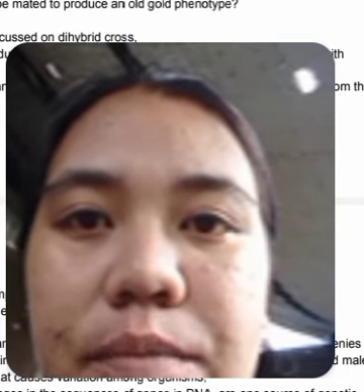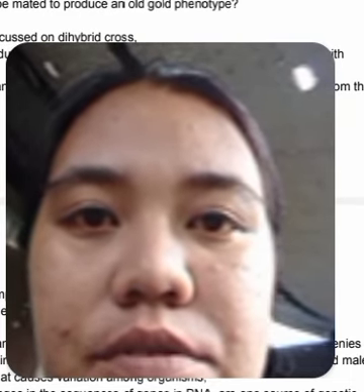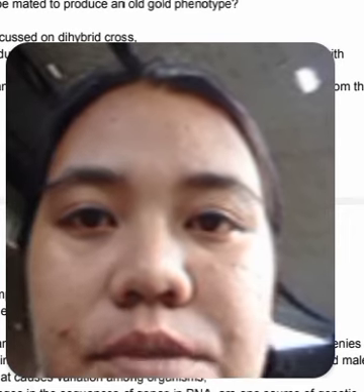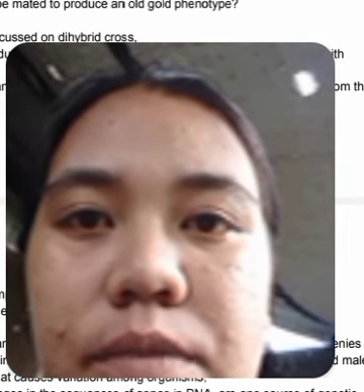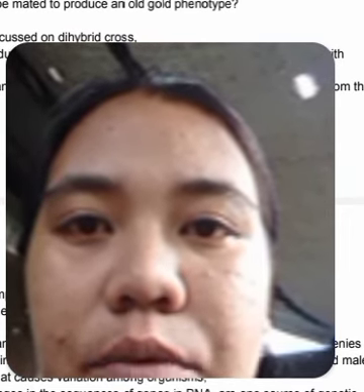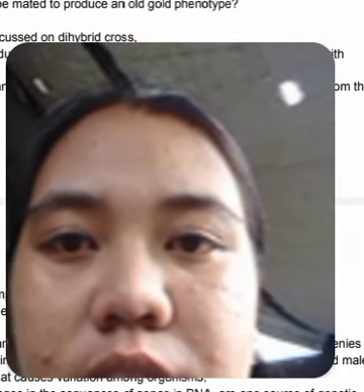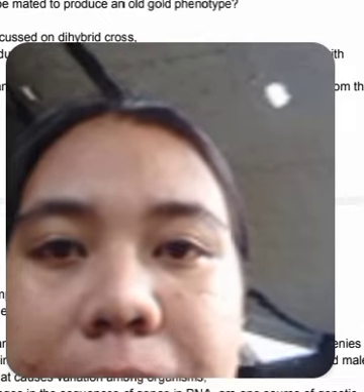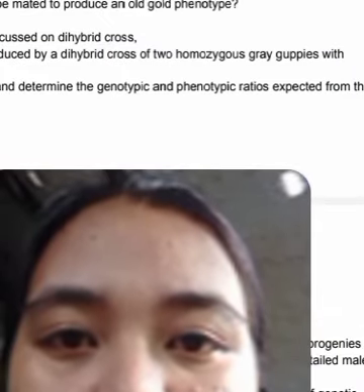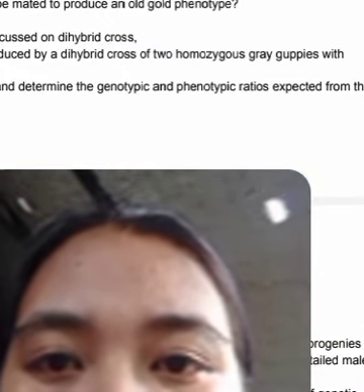Number 3. A dominant G allele in common carp produces normal pigmentation and the recessive g allele produces gold pigmentation. A. What are the genotypes of the parents? B. What are the genotypes of progenies? And C. What genotype should be mated to produce a gold phenotype?